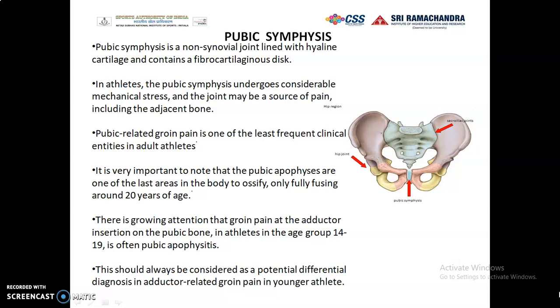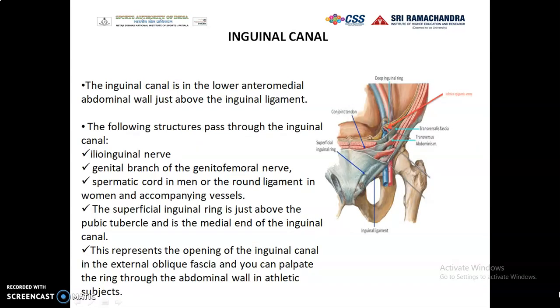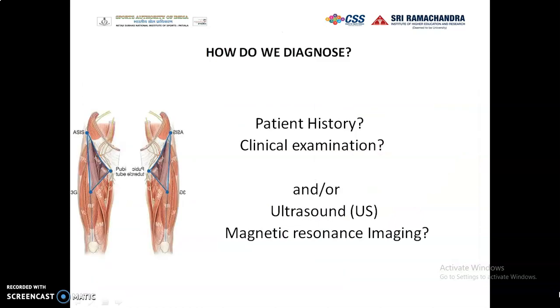So it's important to know what structures can possibly cause groin pain in injured athletes. In further slides we'll get to know why we read about the pubic symphysis, inguinal canal, iliopsoas, and adductor related groin pain. Now it's time to move on to the next slides.